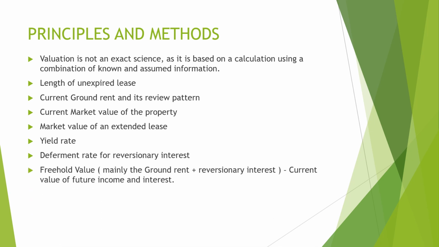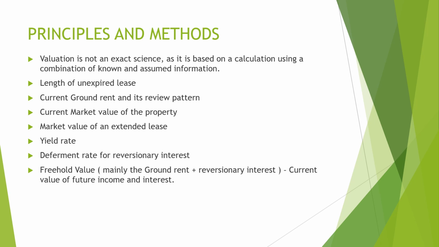Now, ultimately the way to work out a freehold value is we take mainly the ground rent, we add the reversionary interest in it, and then we take out any current value, that value of the future income and the future interest that the landlord would have in that lease. So we take a difference of what it is now and what it would be in future from the freehold owner's point of view.